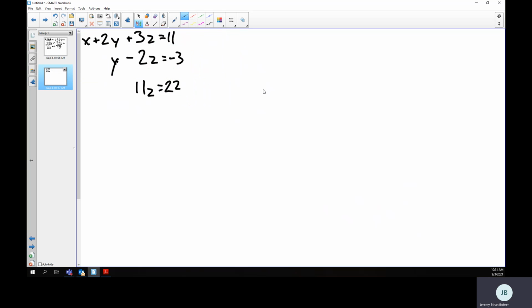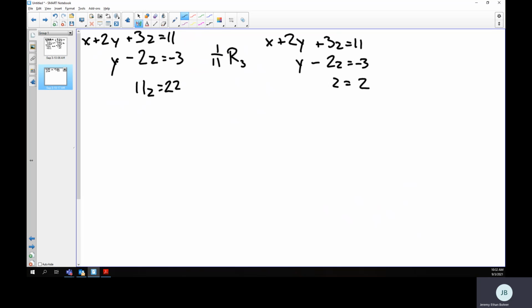So next, multiply row 3 by 1/11, which gives us x plus 2y plus 3z equals 11. y minus 2z equals negative 3. And z equals 2. And that's great. That is what we want here. We want something nice and simple. We're not always going to get simple values for these, but we did this time.